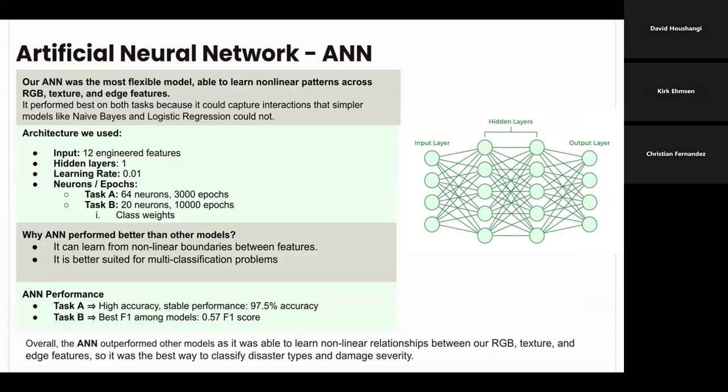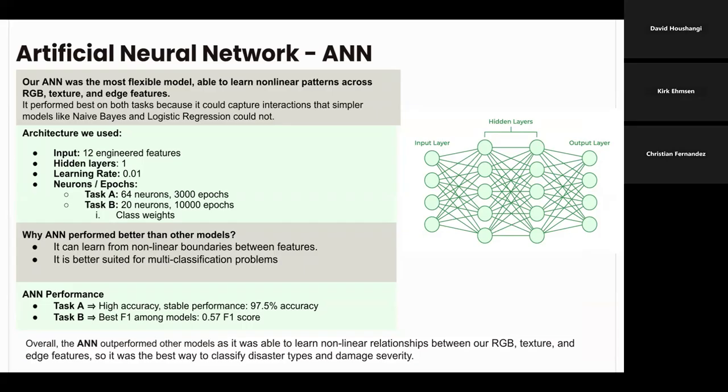The architecture we used for the ANN included an input mirrored from our EDA features with one hidden layer and a learning rate of 0.01 for stochastic gradient descent. For task A, we utilized 64 neurons and 3,000 epochs. As for task B, we used 20 neurons but 10,000 epochs. Class weights for task B were also introduced due to the unbalanced nature of the dataset.